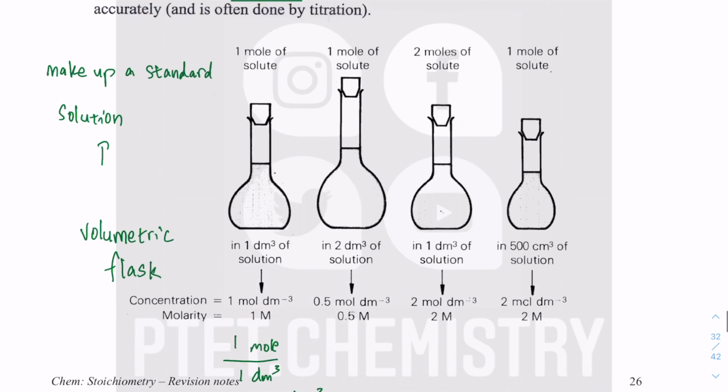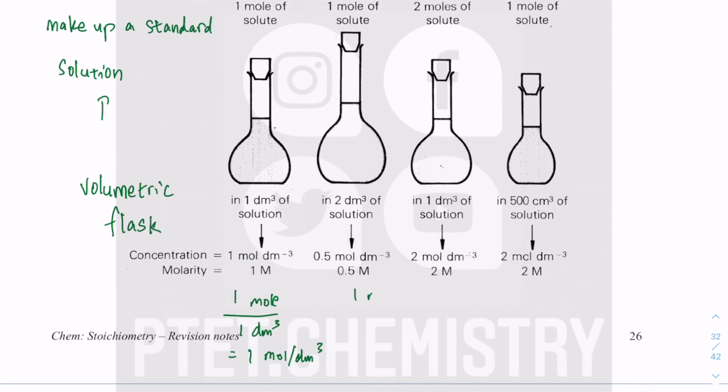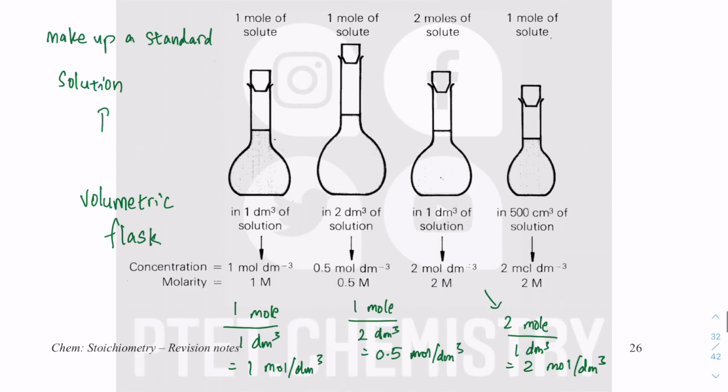On the other hand, if I have 1 mole of solute, the same amount, but double the volume, so it's 1 mole over 2 dm cube, I will get 0.5 mole per dm cube. That's why the concentration is 0.5 molar, and so on. Now 2 mole of solute in 1 dm cube, so 2 mole over 1 dm cube, gives me 2 mole per dm cube. I could of course use the indices form, 2 mole dm minus 3, which means mole per dm cube.